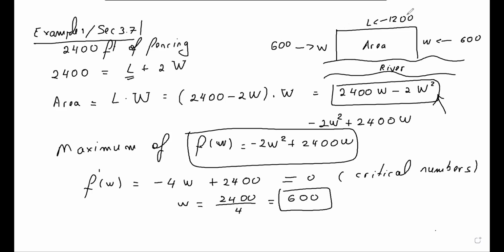All right, so the fencing will end up being 1200, 600, 600, and that's going to be the optimal dimensions. Now, in this problem, I don't really have to worry about justifying why this is a maximum. I can look at the initial function, f of w equals that, and because this is a parabola with a negative sign here, I already know it has a maximum. So all I have to do is find that maximum.